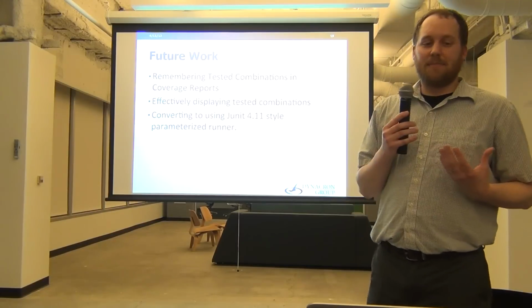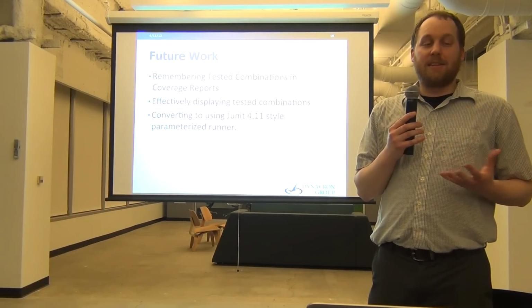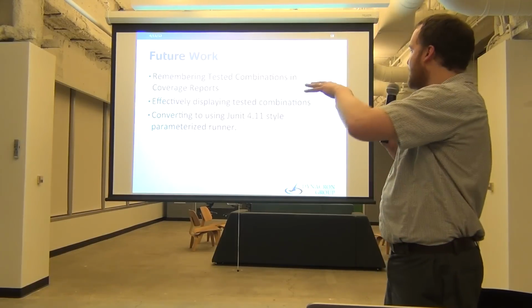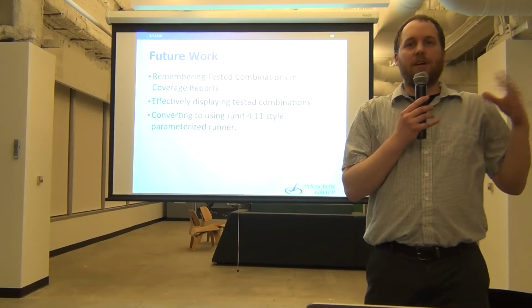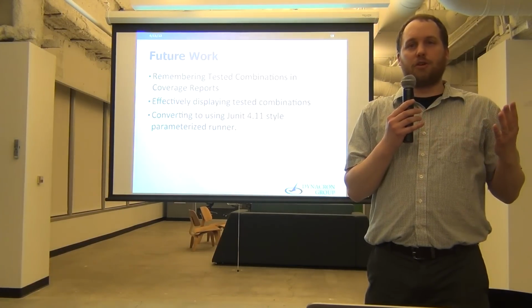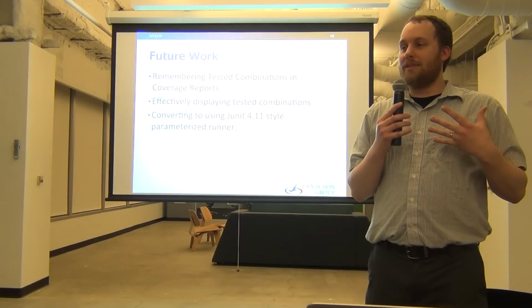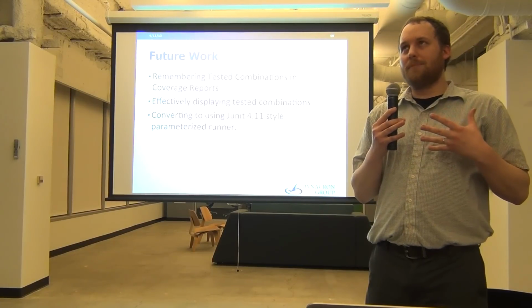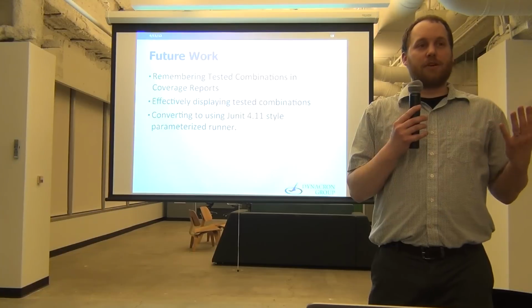The next thing is finding a way to effectively display these test combinations after a run. Right now, when we run this test, we can see in the logs what test methods are executed, but there's no easy way to audit which combinations were executed. You just have to rely on the randomization and the programming in order to believe that the testing coverage is sufficient.